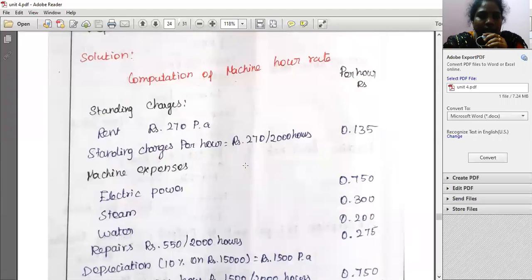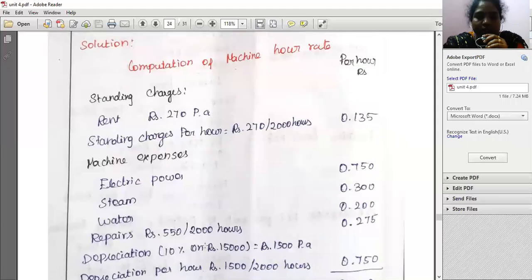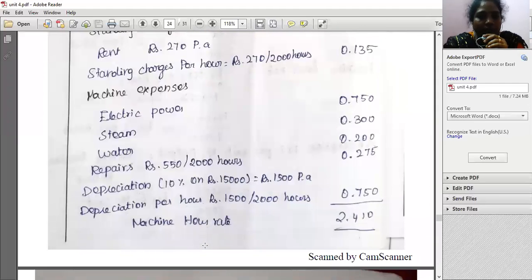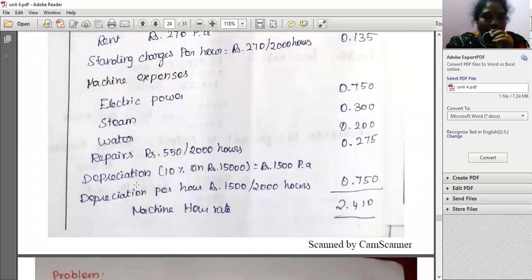The standing charge, rent, is 270 per annum. It can be converted into per hour: 270 divided by the total hours in a year, 2000. 270 divided by 2000, the per hour rate is 0.135. And the machine hour expenses are electric power, steam, and water, which are already given as hourly rates. That's why we take the exact amount given in the problem.